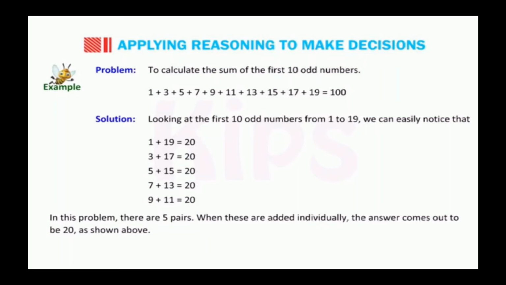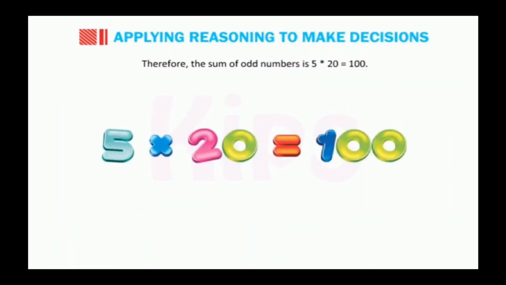In this problem, there are 5 pairs. When these are added individually, the answer comes out to be 20 as shown above. Therefore, the sum of the odd numbers is 5 multiplied by 20, which equals 100.